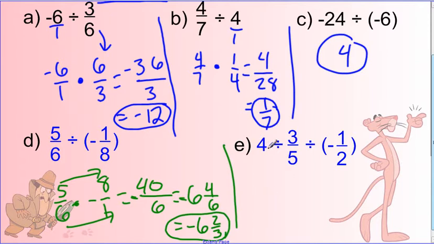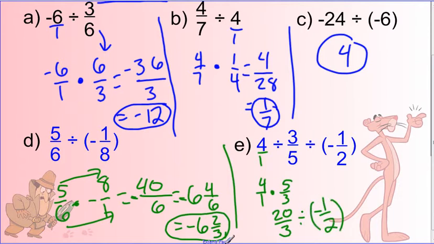Well, we don't have a fraction here, so let's make it a fraction. We're going to flip the second one, this 3/5, so it becomes 4 over 1 times 5 over 3. Multiply, giving us 20 over 3. And I'm going to leave it as a fraction for now, because I still have to divide by this other guy, this negative 1/2. So let's give me some more space.